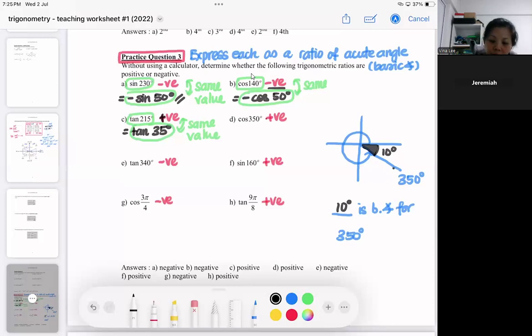And just now we know that it's positive. So it's actually positive cosine 10 degrees. What does that mean? It means if you press cosine 350, and if you press cosine 10 degrees, they are the same value. They are exactly the same value, 0.984.